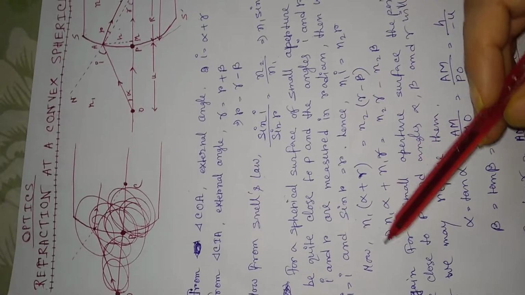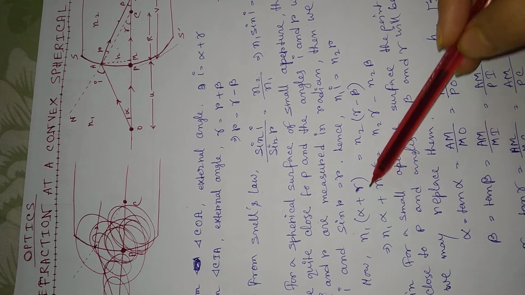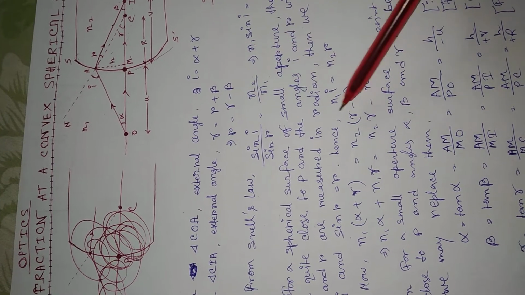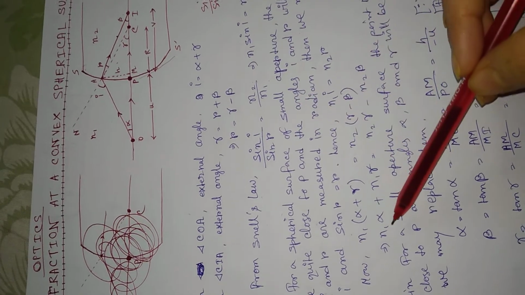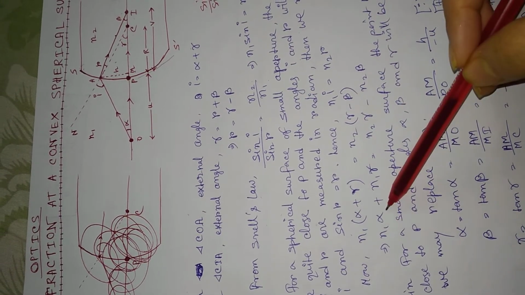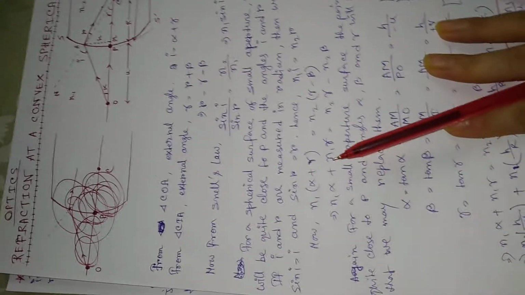Now we know i equals alpha plus gamma. So n1 times (alpha plus gamma) equals n2 times (gamma minus beta), since r equals gamma minus beta. Now multiplying out: n1 alpha plus n1 gamma equals n2 gamma minus n2 beta.